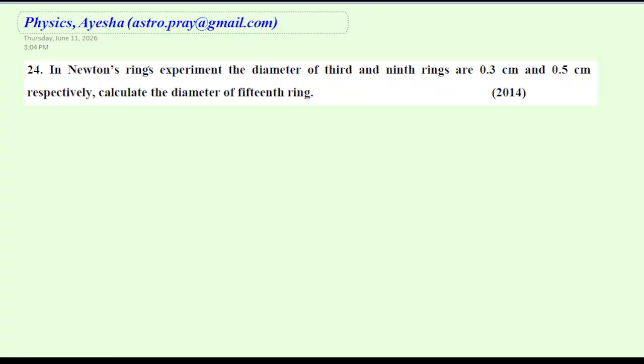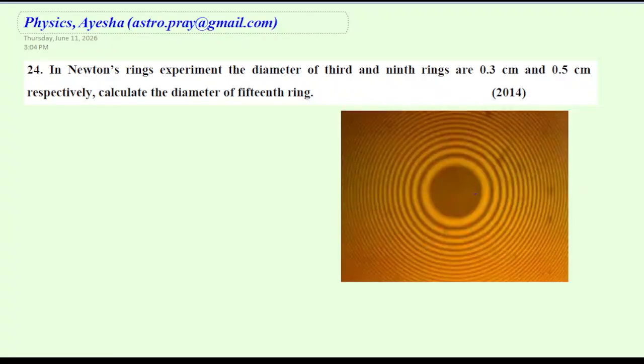What are Newton's rings? You can see here, these are the Newton's rings. If you are looking for a detailed explanation of Newton's rings, you can go to the description and find a link there. These are bright fringes, what I am marking. In between you can see dark patches, those are dark fringes. What I have marked is the first bright, the second, the third, the fourth. Now they have given the diameters of the third as well as the ninth fringes. We are supposed to find out the diameter of the 15th ring.